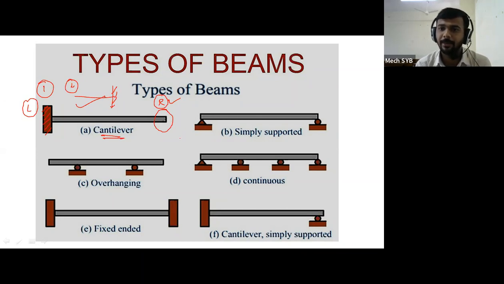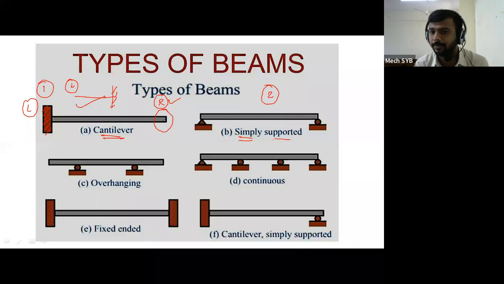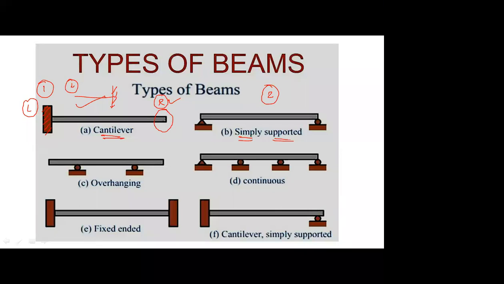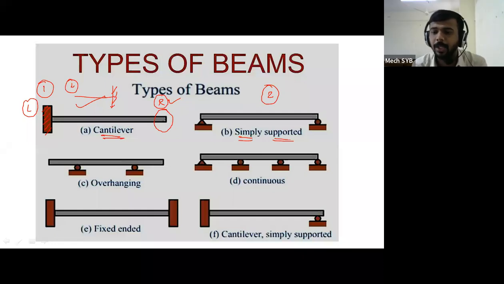Then the second figure, or figure number B, is called a simply supported beam. What is the definition of a simply supported beam? Can anybody say, by looking at the figure? Yes. The beam which is just resting on its two supports. Correct. The beam which is just resting on its two supports is called a simply supported beam.